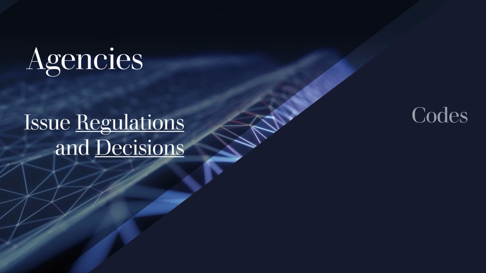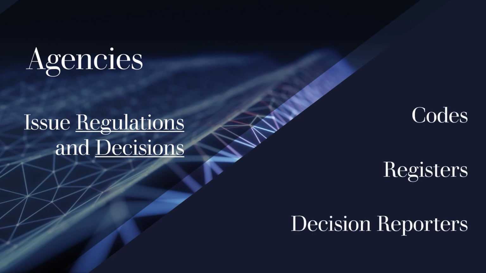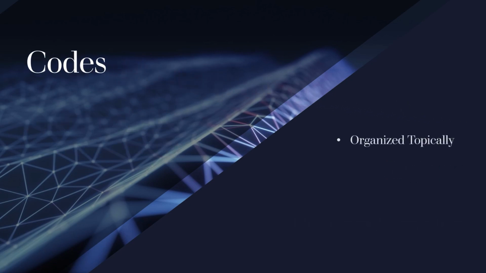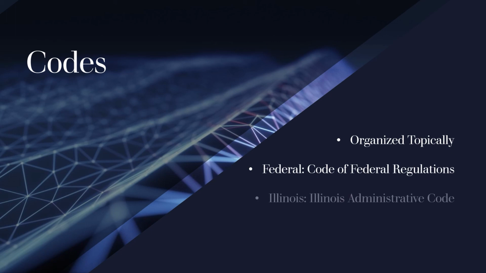Administrative law can appear in a variety of sources. Just like with statutory codes, permanent regulations are also organized by topic and placed in codes accordingly. At the federal level, there is the Code of Federal Regulations, which is republished in print every year. In Illinois, there is the Administrative Code.